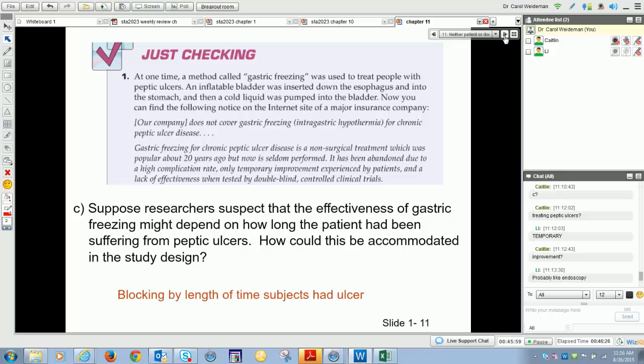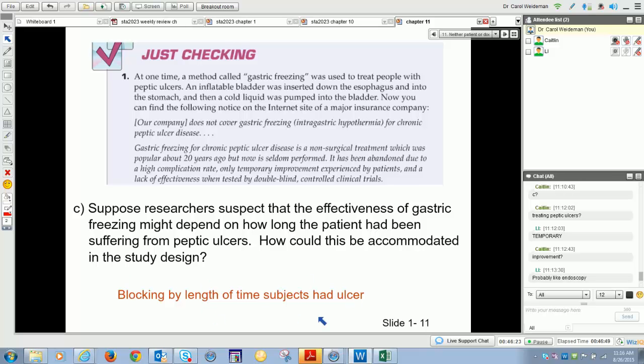So we could do some blocking, and we could block by the length of time they had the ulcer. We could create one group that was maybe less than a year, and then the other group might be more than a year. Then they would randomize the treatments within the less than a year group and within the more than a year group. And the length of time then is called the blocking factor. So this is a nice way that blocking can be put in there.